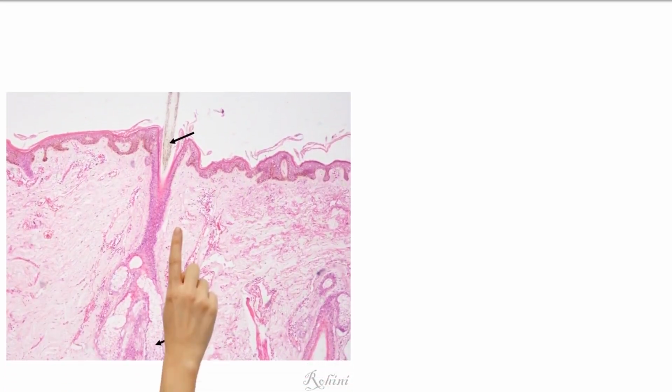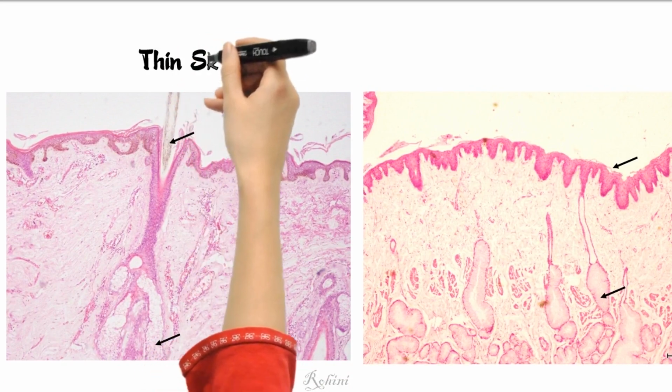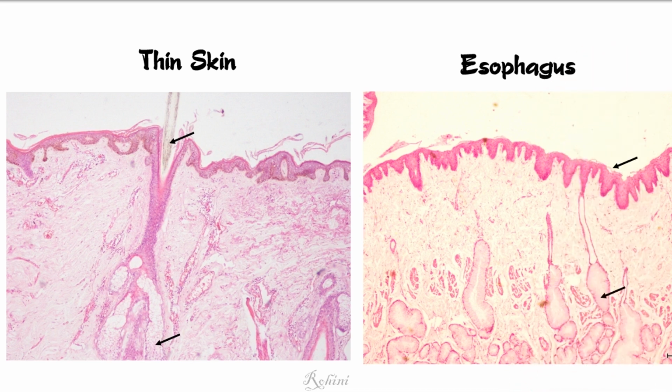These two slides look similar since their lining epithelium is the same, stratified squamous. We can identify thin skin by the presence of the hair follicle and sebaceous gland, though the appearance of sebaceous glands can be mistaken for esophageal glands.